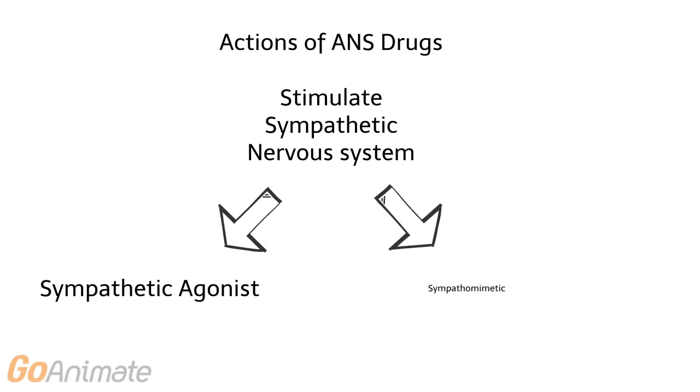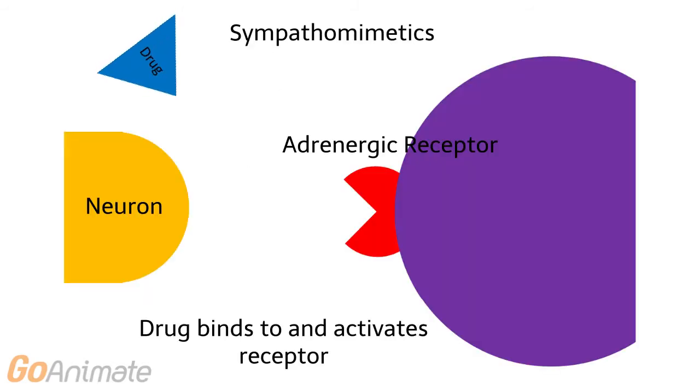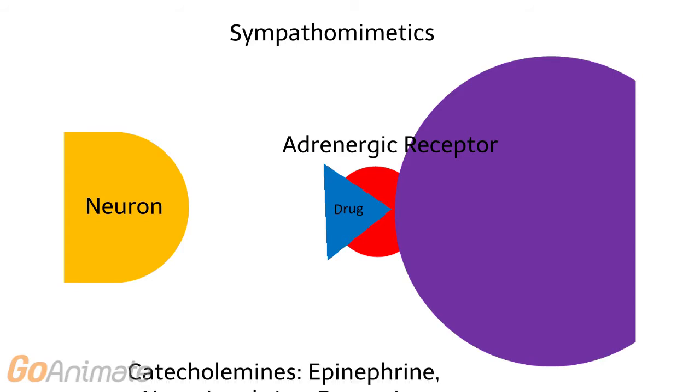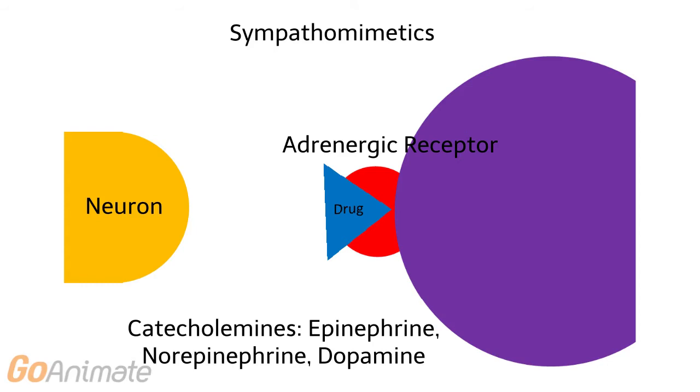Drugs that stimulate the sympathetic nervous system are called sympathetic agonists or sympathomimetics. Sympathomimetics can work either directly or indirectly. For example, a drug can have a direct effect by binding to and activating an adrenergic receptor. Examples include the catecholamines, such as epinephrine, norepinephrine, and dopamine.